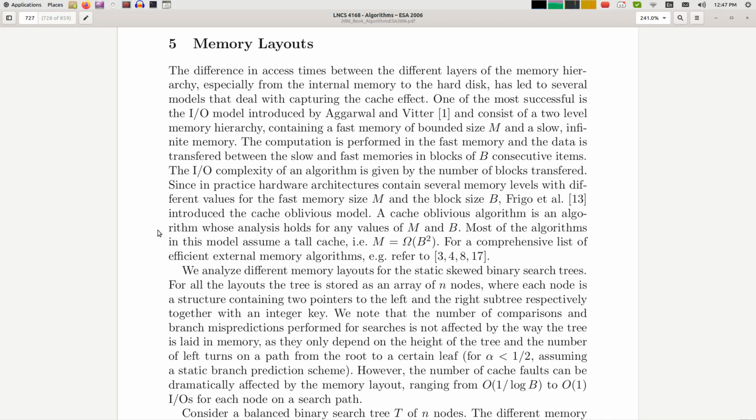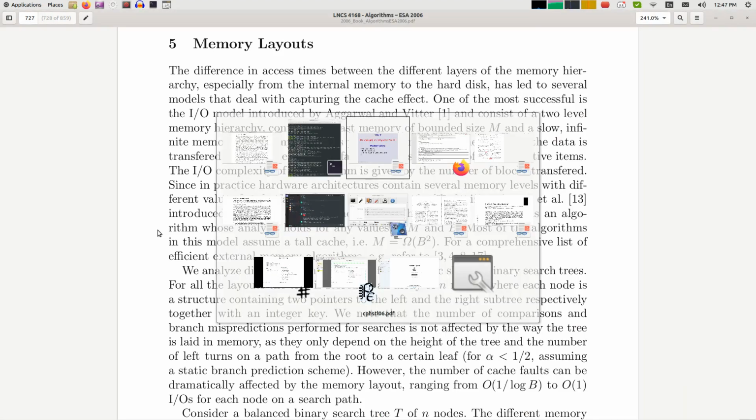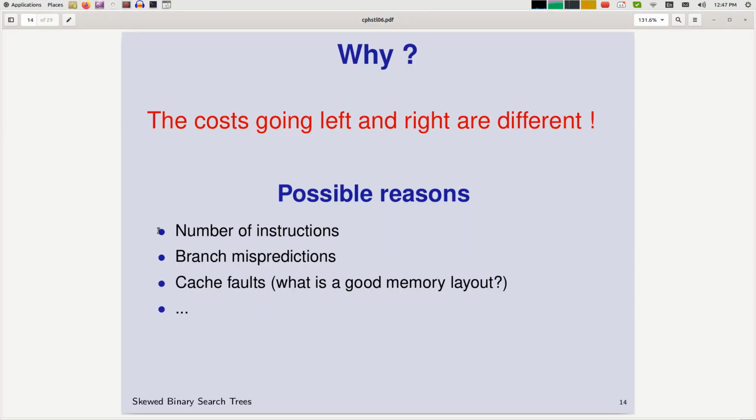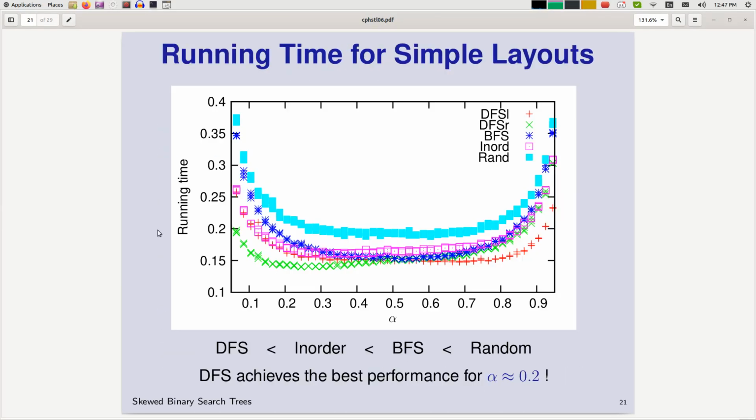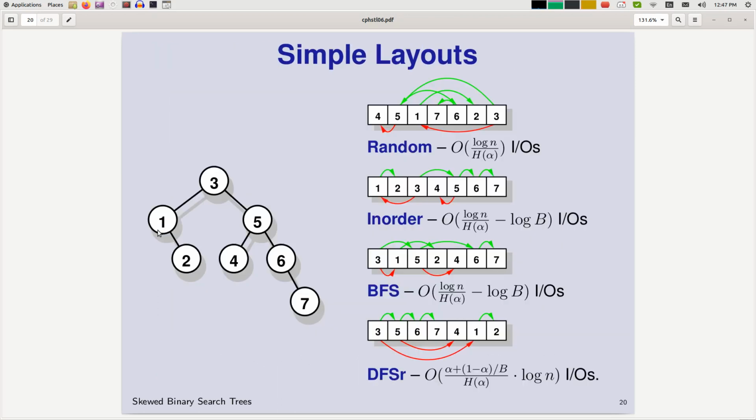See if they can convince us that their explanation is actually close to the reality. In the paper, they in fact consider the effect of caching and how you lay out your tree in the memory. So if you have a binary search tree, let me go back again to the last slide, Gert's slides. There are many different ways that you could lay out this tree inside the memory.